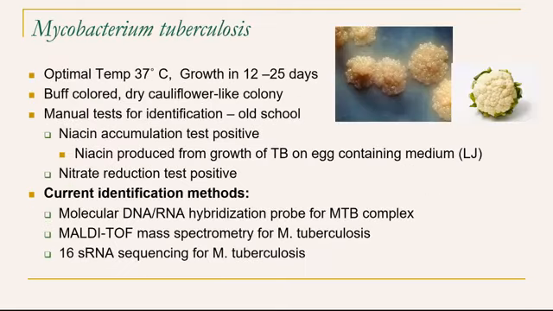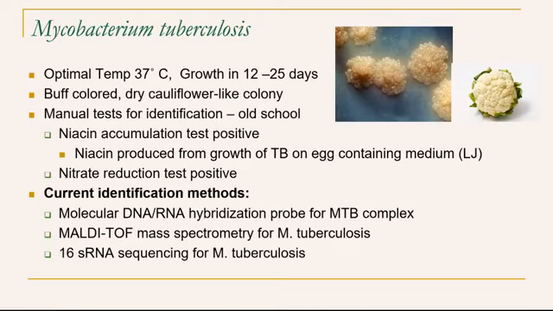Now let's talk about some of the most common organisms within the genus Mycobacterium. Let's start with tuberculosis. This organism grows well at the 37 degrees that our incubators are set at, and usually grows in about 12 to 25 days. If we use an automated system for detection, we might be able to speed that up a bit. Look at the colony. It's really quite unique. It's buff-colored, and it looks like a head of cauliflower sitting on an agar plate.